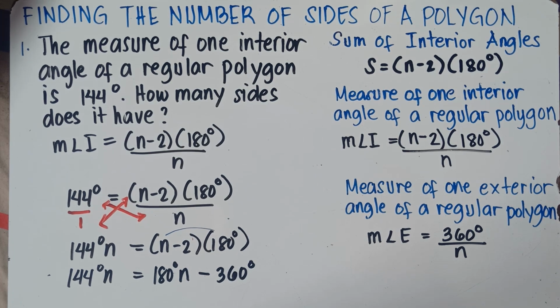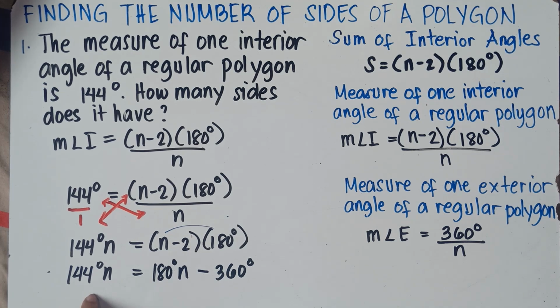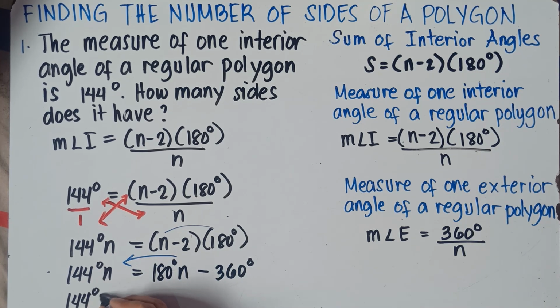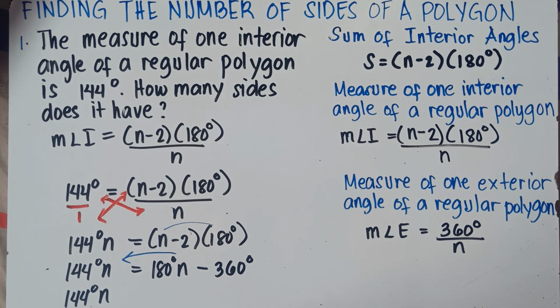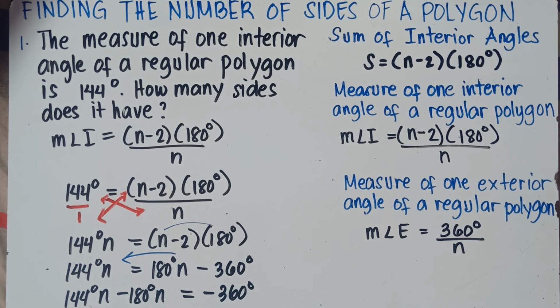Alright, and then to get the value of n, we simply transpose 180 from right to left so that we can combine n. So transpose this one. This will be 144 degrees n minus, once again, this is positive. Once you transfer from this equal sign, you change the sign. This will be negative 180 degrees n equals, copy this one, negative 360 degrees.